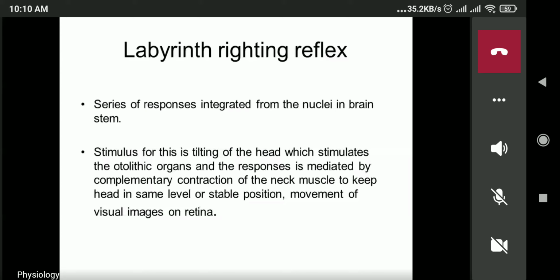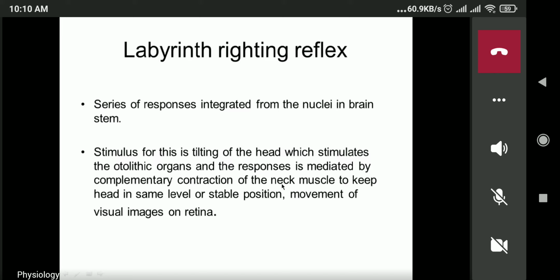Now, how is it possible? When the reflex is completed, for a reflex the effector organ is there. Here the effector organ is the neck muscle. So the neck muscle is contracted in such a way that the head is kept in proper position to prevent the fall.